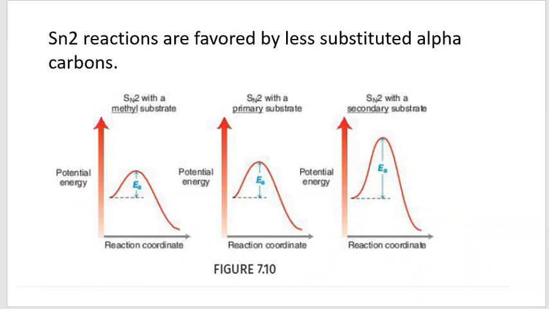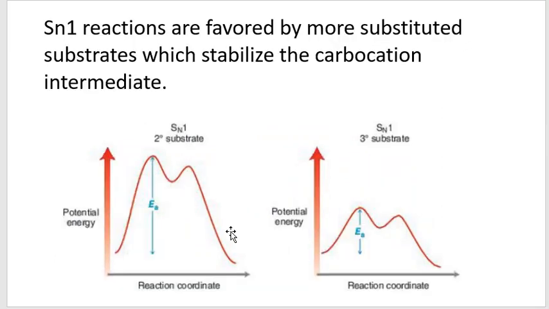So one of the things that affects rates is the substitution at the alpha carbon. In other words, the substitution at the carbon that the leaving group is bonded to. And so remember with SN2 reactions that SN2 reactions are faster when you have less substitution. So methyl substrate has a lower activation energy and the reaction will be faster than primary than secondary. On the other hand, SN1 reactions are favored by more substituted substrates and by hyperconjugation and induction.